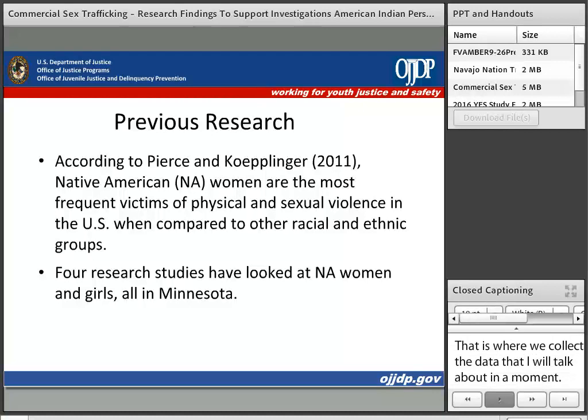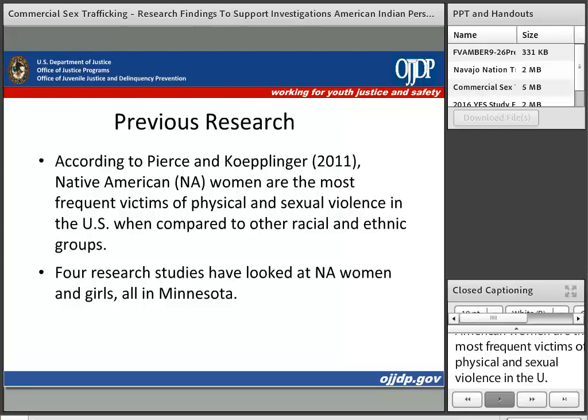So I'd like to tell you a little bit about some of the research that has been conducted and how what we know about the research helps us determine how to move forward in our practice, whether we're supporting victims, whether we're going towards prosecution, whether there are investigations, and so on. So according to Pearson and Koplinger, Native American women are the most frequent victims of physical and sexual violence in the U.S. compared to other racial and ethnic groups.